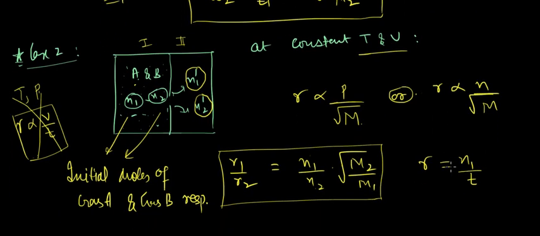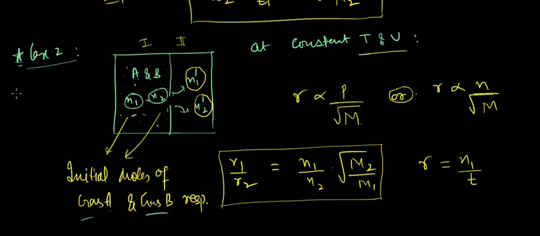So now let's look at case 2, where we have, let's say, again two containers having initial moles of gas A and B. Let's say initial moles were N1 and N2. N1 and N2 are the initial moles of gas A and gas B at constant temperature and volume. Okay, so initially they had only one container. Now the container has been partitioned, rather the partition has been opened up for the free flow of gas in partition 1 to partition 2 as well.